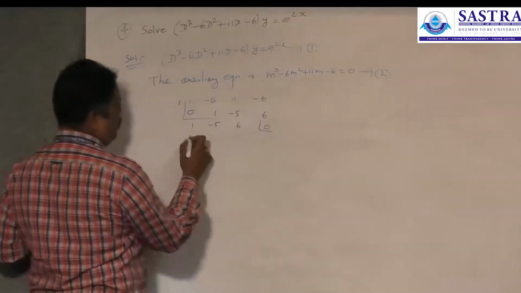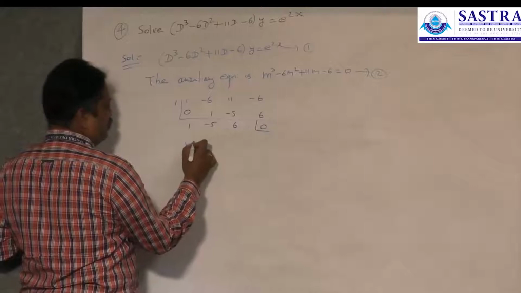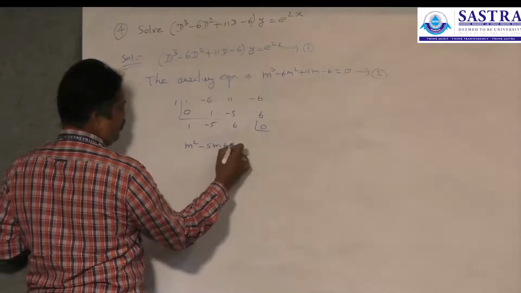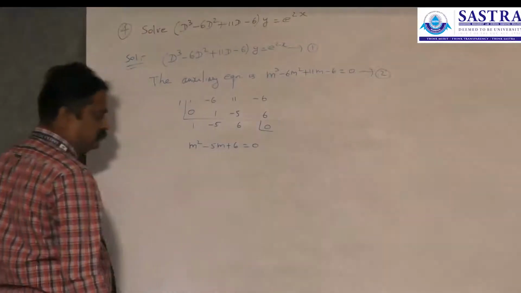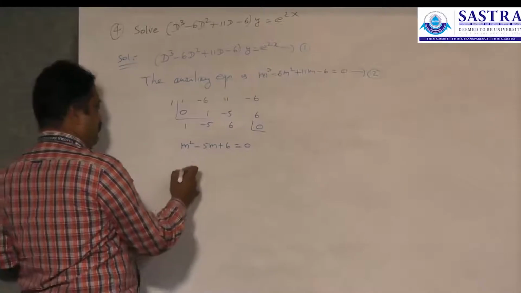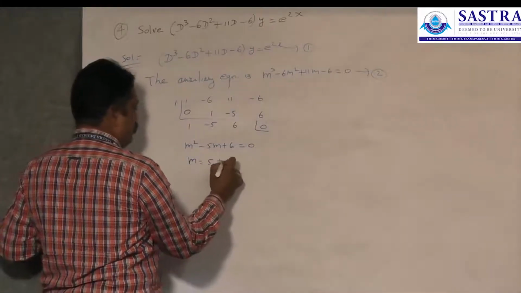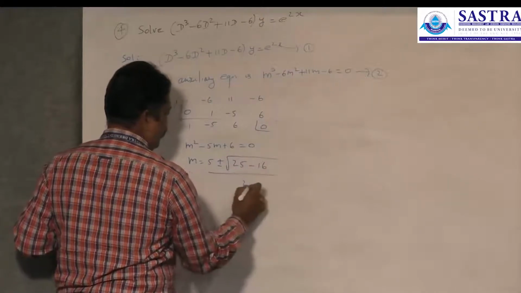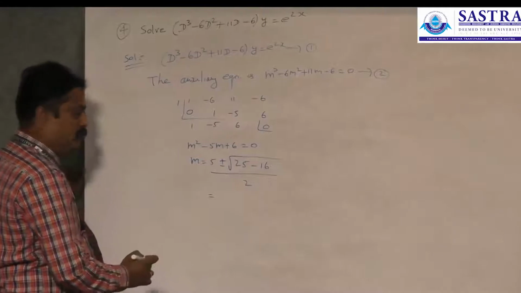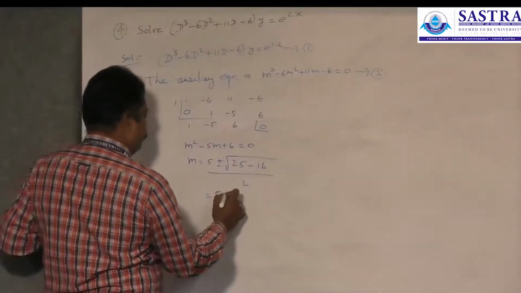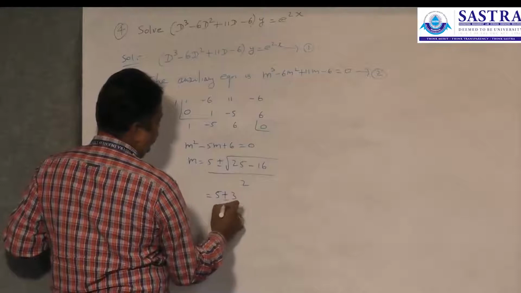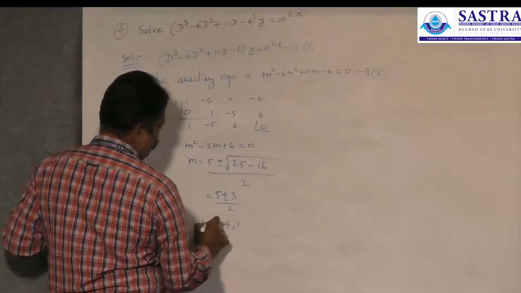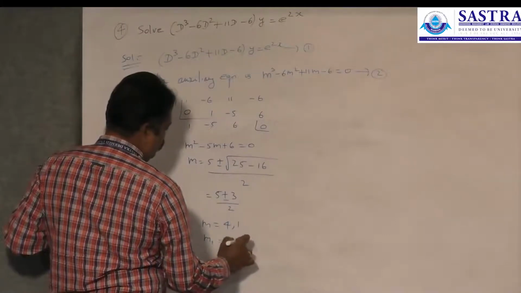Now let us write down the transformed equation. The transformed equation comes out to be m square minus 5m plus 6 equal to 0. On solving this equation, we get m is equal to minus b plus or minus root of b square minus 4ac divided by 2a, is equal to 5 plus or minus 3 divided by 2.